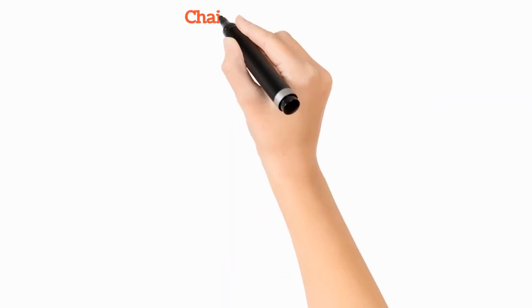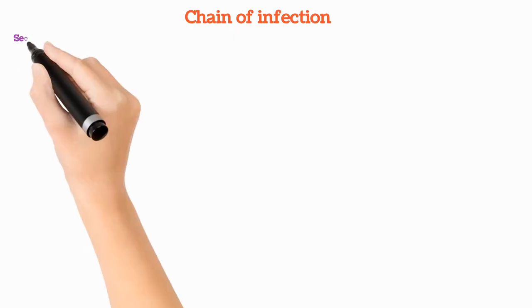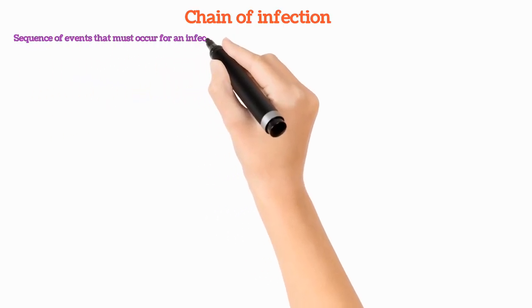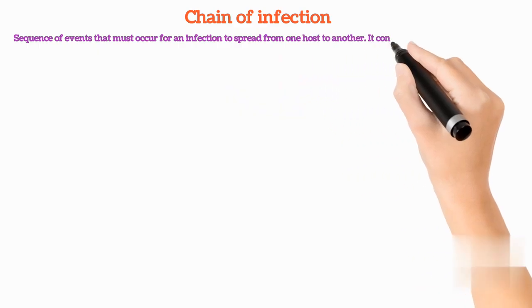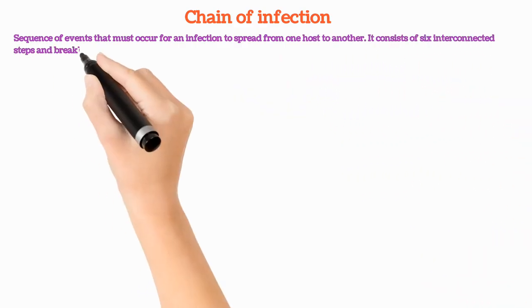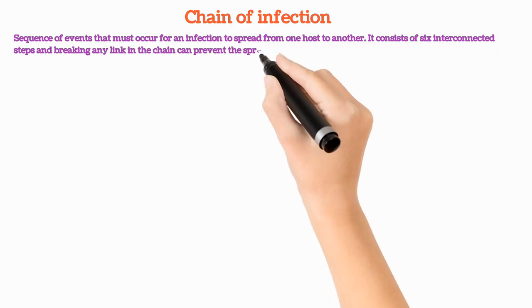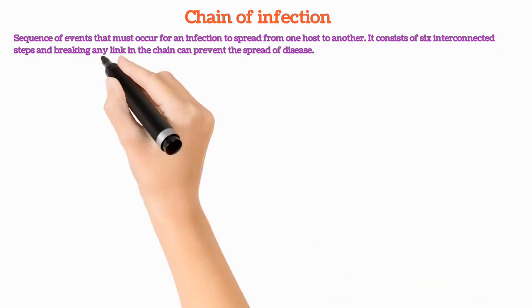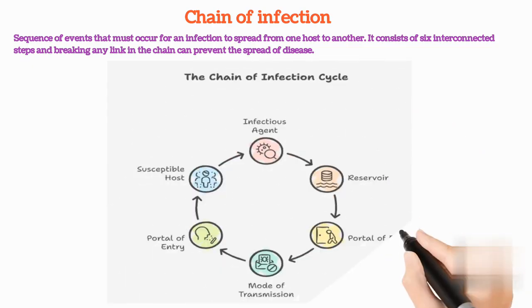So let's discuss the chain of infection, which consists of a sequence of events that tell how the infection spreads from one host to another. Basically, it consists of six interconnected steps, and breaking any link in the chain can prevent the spread of disease. The first step or event is the infectious agent, which is the pathogen that is responsible for causing the disease. The second component is the reservoir, which is a place where the pathogen lives and multiplies.